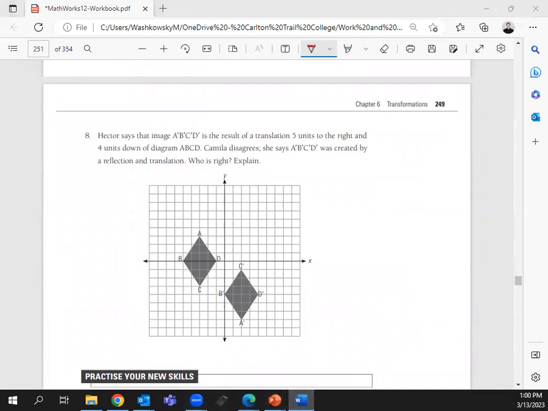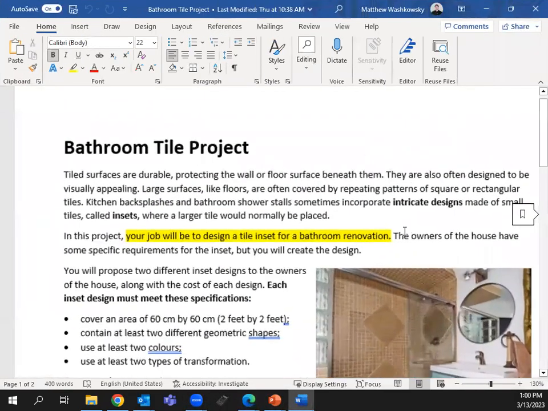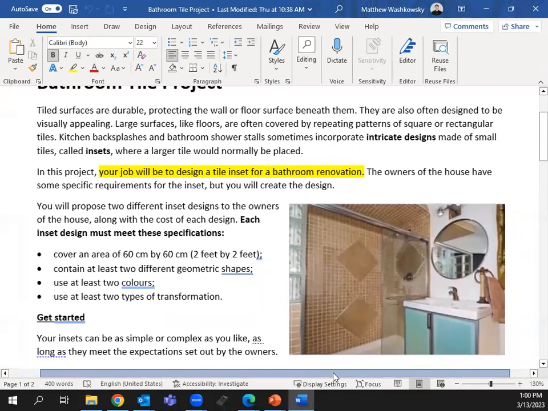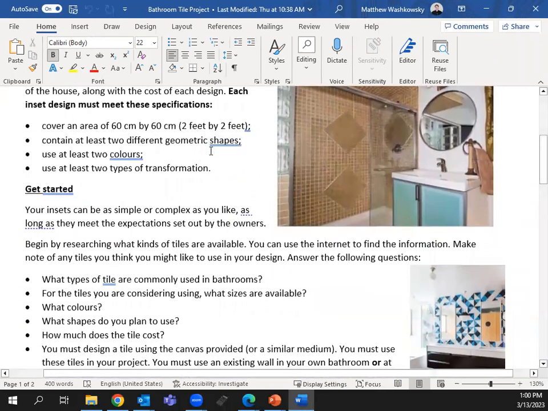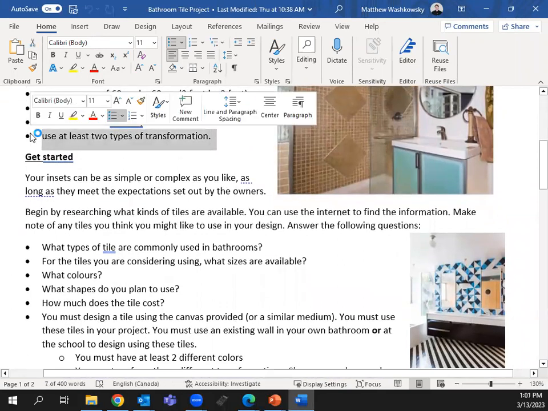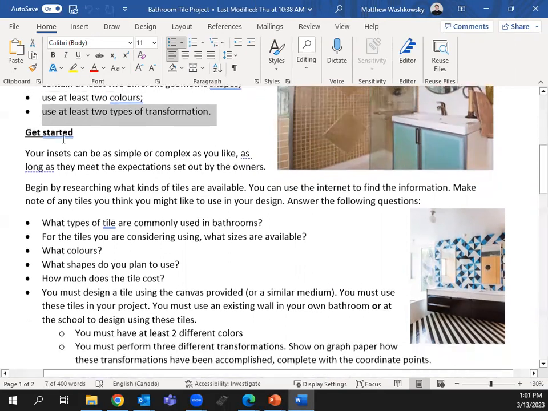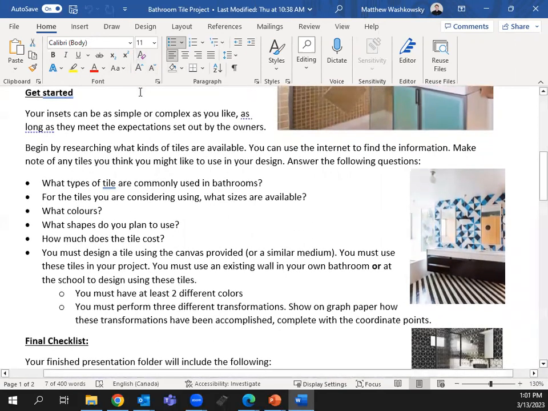And as a quick reminder, that bathroom tile project, this thing here, was where you were creating a bathroom tile that was made of two or more geometric shapes. It can be on canvas and painted. It can be just out on paper or a computer program. Either's fine. And you needed to be able to cover a 2 foot by 2 foot area. You have to have two colors, and you have to show two types of transformations within that. Everyone's done that already from what I've seen so far, so that's good.